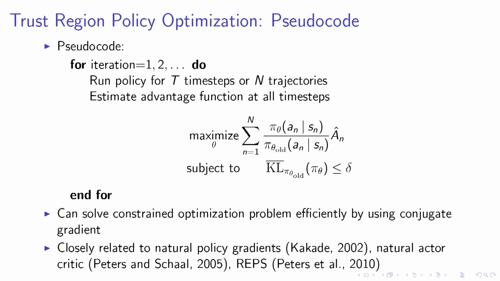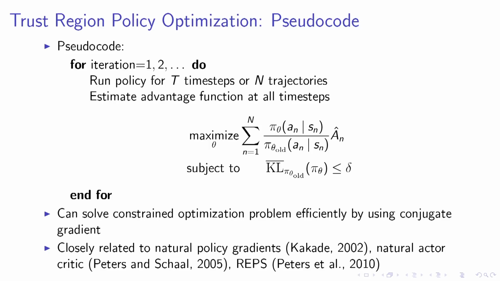So anyway, putting this all together in pseudocode, each iteration, first you sample a bunch of data from your policy. You run your policy for t time steps or n trajectories, using your current policy parameter. Now we go back and look at all of our trajectories or trajectory pieces, and we compute the advantage function at all time steps.